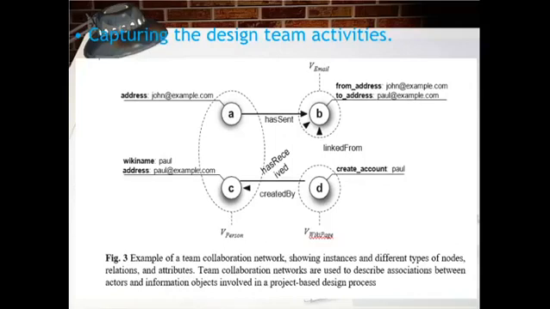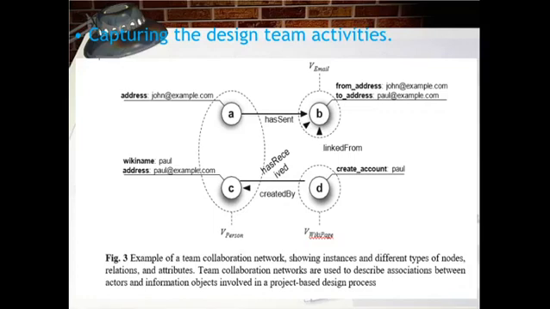A critical first step in the analysis is the creation of an acceptable data model to describe the individual communication activities of design teams. TCNs, Team Collaboration Networks, are a graph structure that represents the presence, attributes, and relationships of diverse actors and information objects during the duration of a project.